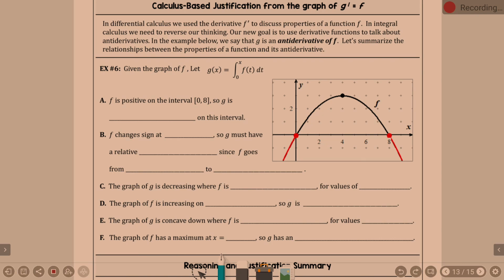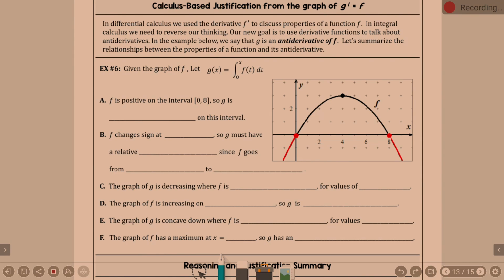In differential calculus, when we're talking about all of our derivatives, we use the derivative f prime to discuss properties of a function f. In integral calculus, we need to reverse our thinking. Our new goal is to use derivative functions to talk about antiderivatives. In an example below, we say that g is an antiderivative of f. Let's summarize the relationships between properties of a function and its antiderivative.